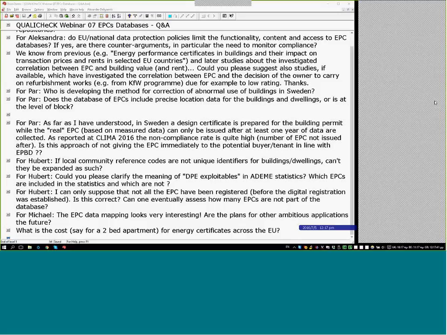Thank you. I maybe have not well explained what the local community reference code is. This is only a reference specific to the local community itself, and all buildings in that community are related to that code, and this allows for an extraction. But the code is not enough for identifying the buildings themselves, or dwellings. So we cannot expand these reference codes to buildings. They are valid for the location of the community itself, but not for the building.